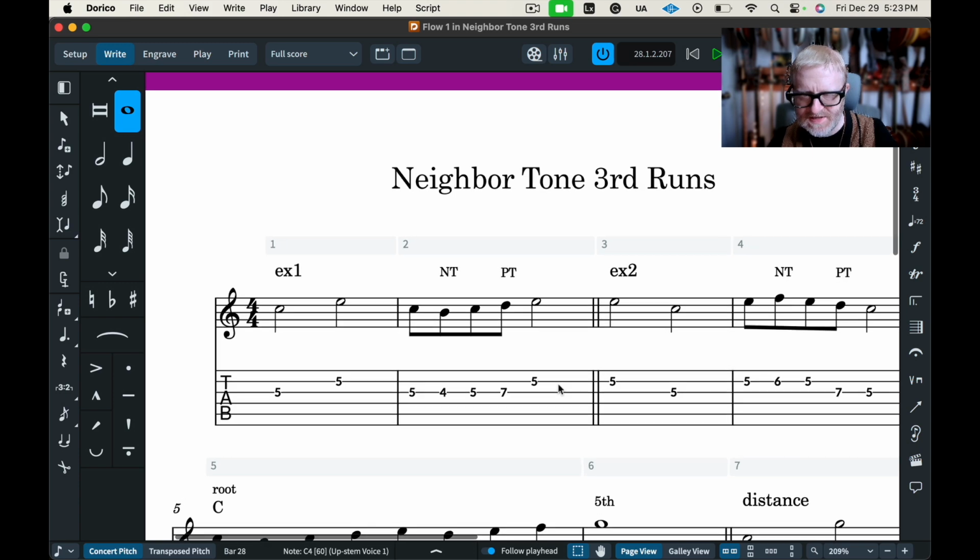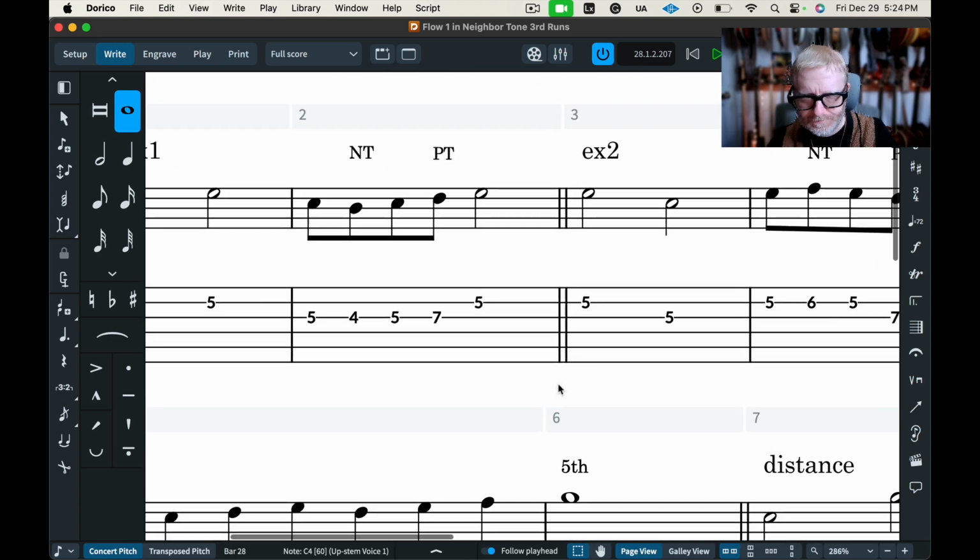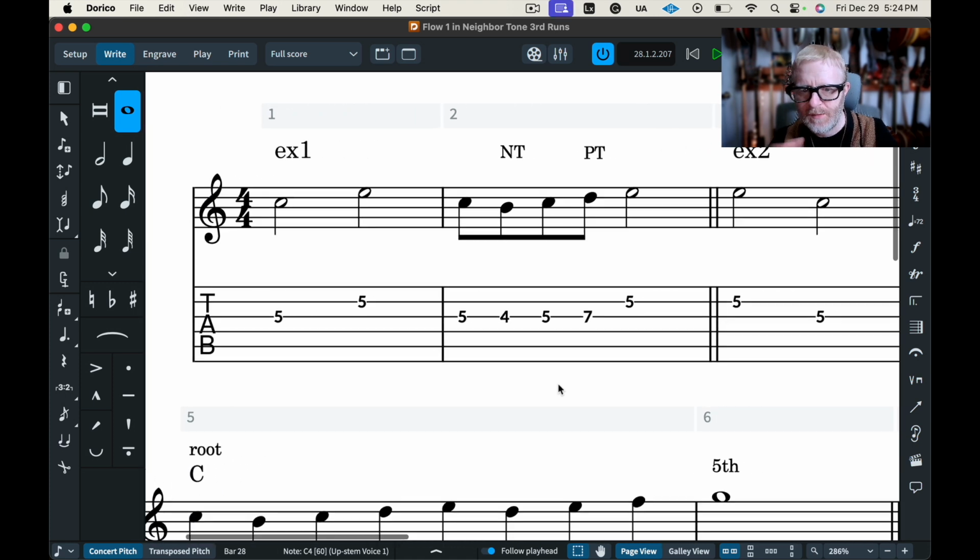Let's look at some of the examples I have in Dorico right now. Example 1, you're going to see that I move up a third from C to E. I'm envisioning here that I'm playing over a C chord, and I wanted to move between the C and E pitches, which is the root and the third. So I used the neighbor tone philosophy. I went C, B, C, D, E.